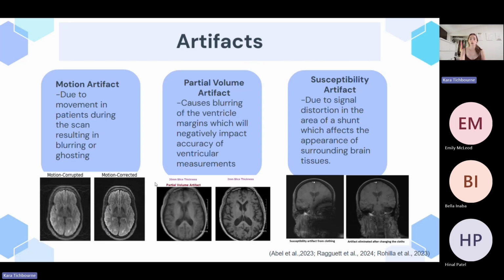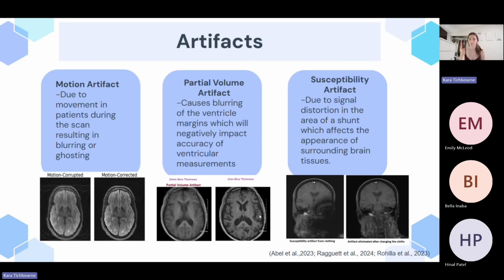Another common one is the partial volume artifact. It causes blurring of the ventricle margins, which will negatively impact accuracy of ventricular measurements. So when trying to follow up, we may not have proper measurements of the past ventricles versus the present. This can be due to slice thickness. As you can see here, the 20 millimeter slice thickness is a lot more blurry versus the 2 millimeter, which has good detail.